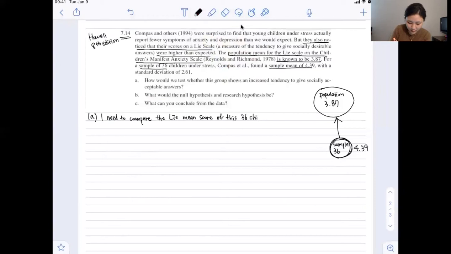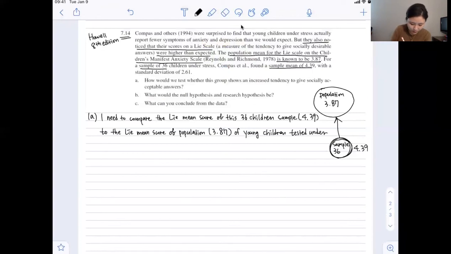To answer A, I need to compare the lie mean score of these 36 children sample, which is 4.39, to the population, which is 3.87, of young children tested under normal conditions. And then B is, we need to write a null and alternative hypothesis.